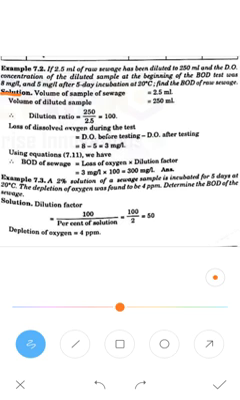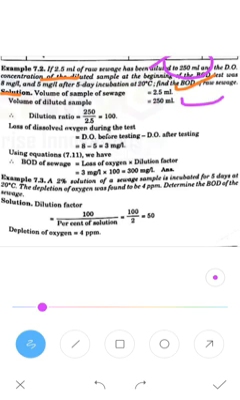So first, you have to take the volume of the sample they have given, that is 2.5 ml of raw sewage. It is diluted, then it has been diluted to 250 ml. So the volume of the diluted sample is 250 ml. So what is the dilution ratio? It has been diluted to 250 ml from 2.5 ml. That's why the dilution ratio is 250 divided by 2.5, that is 100. So the dilution ratio is 100.